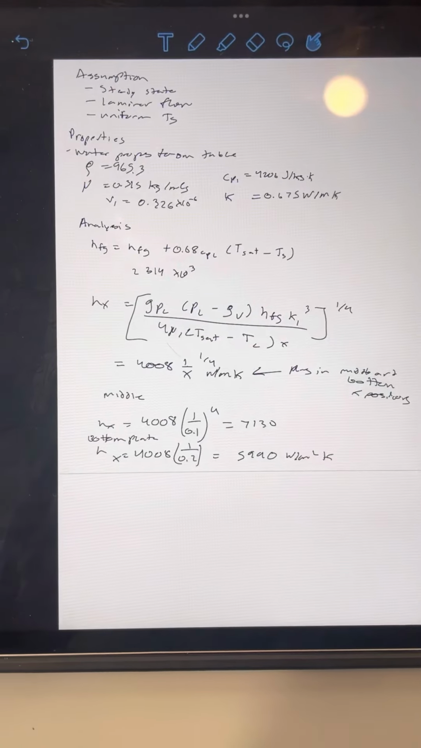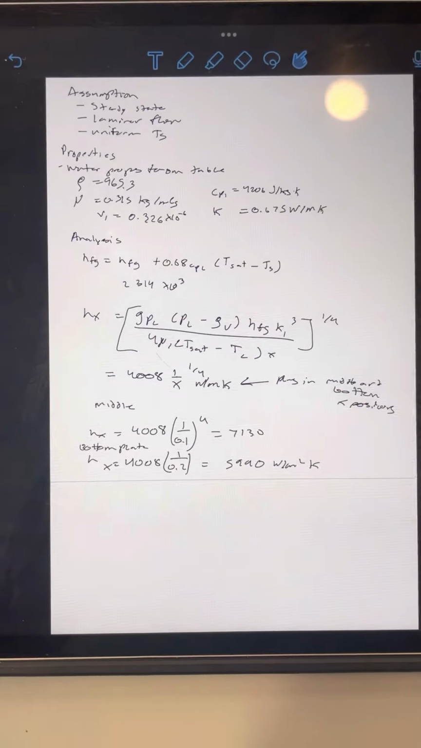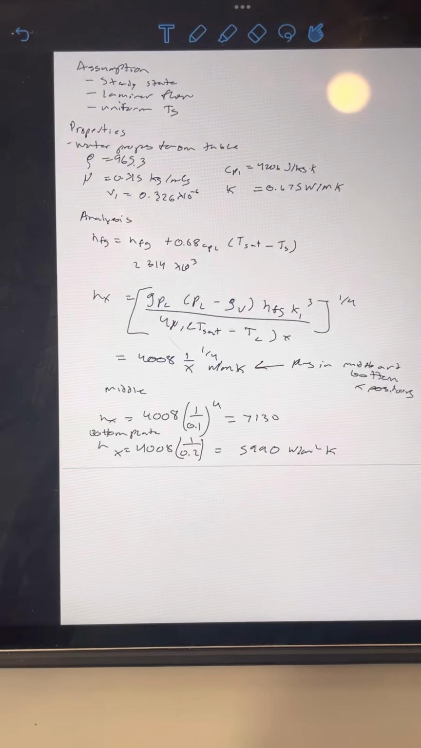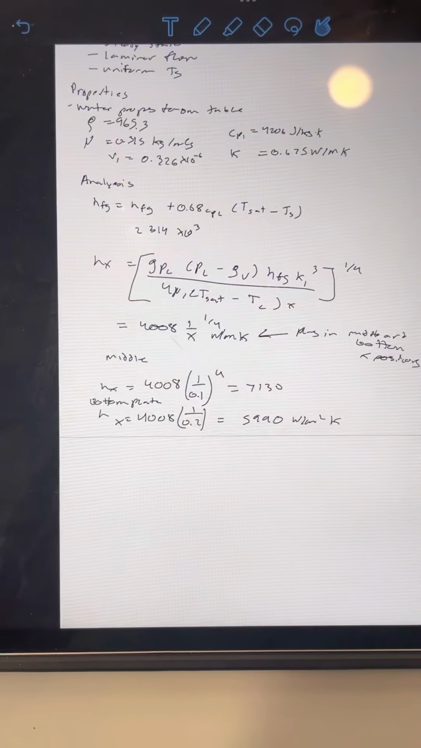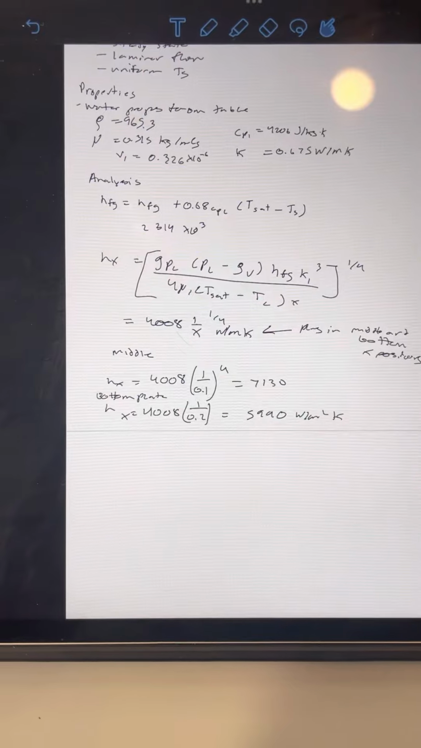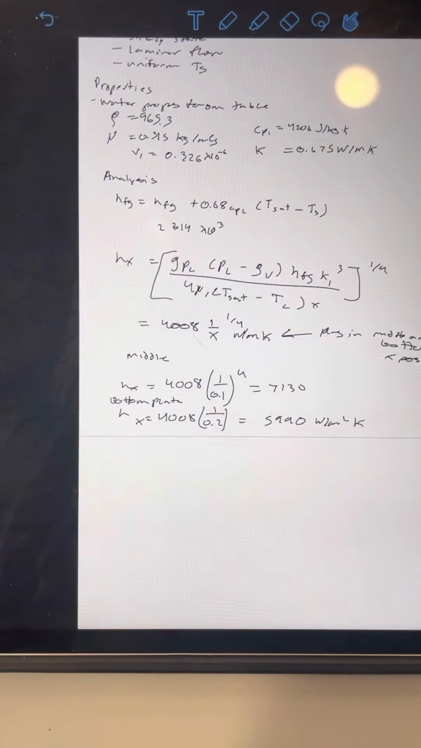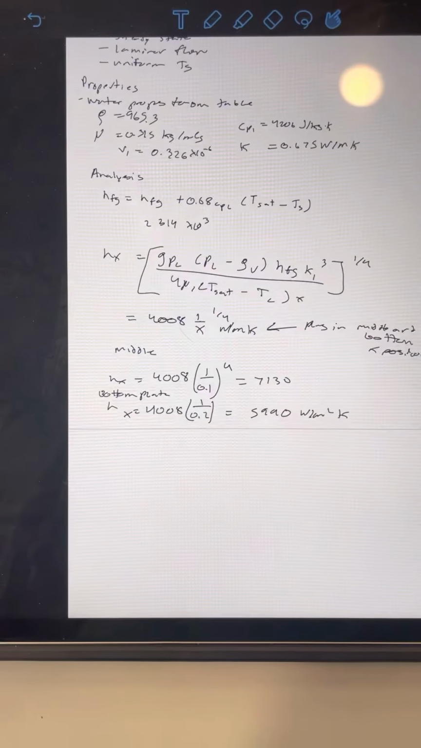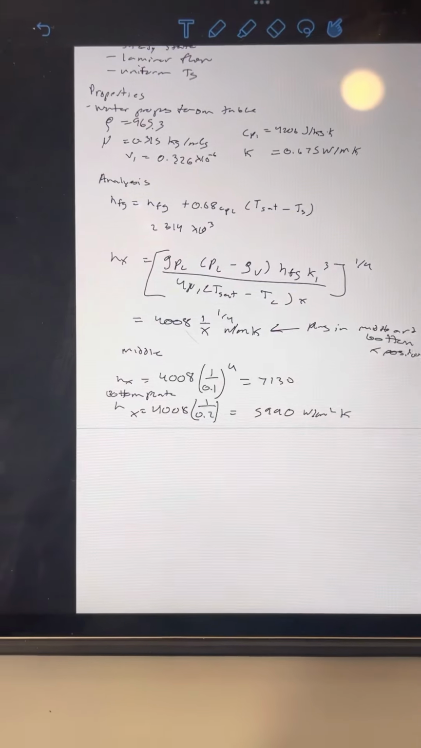And then we use this equation, and then you can plug in because we get Hx equals 4008 times 1 over x to the 4th. Then we just plug in our x values. We get 7130 and 5990.